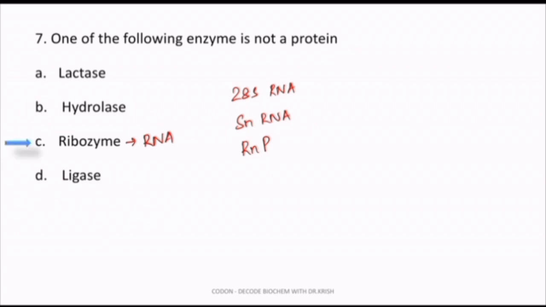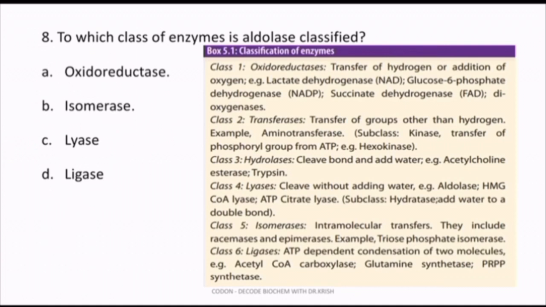Ribozyme is an RNA. To which class of enzyme is aldolase classified? So for this you should know the classification of enzymes. You have 6 classes of enzymes which can be abbreviated as OTHLIL. O stands for oxidoreductases, transferases, hydrolases, lyases, isomerases, and ligases. And you have a new 7th class which is translocase. So of these 6 you have a 4th class called lyase, where there is cleaving without addition of water. So example is aldolase. So where do you see aldolase? In which metabolism you see aldolase? In glycolysis and fructose metabolism.